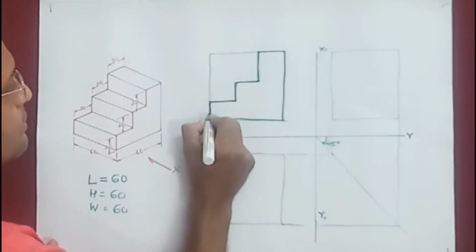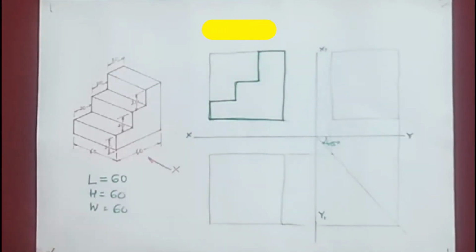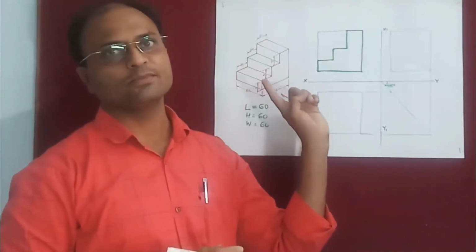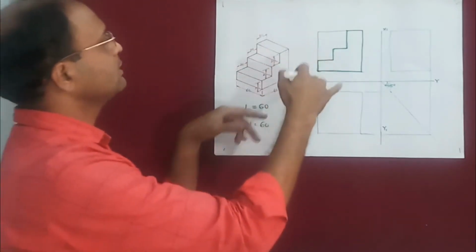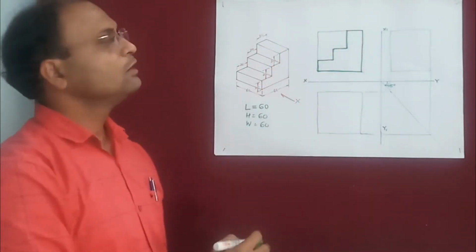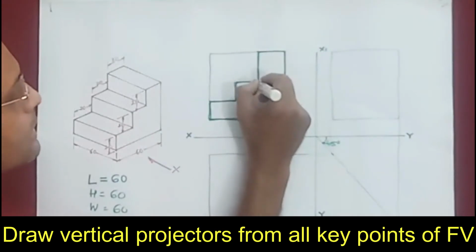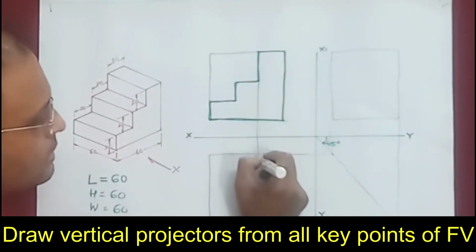And all these lines which I have drawn now are all thick lines because they are the visible edges of the object. Okay, once we complete this front view, now we have to draw top view. For drawing top view, we have to draw projectors from all the key points.